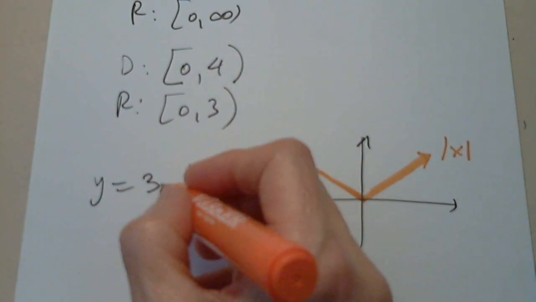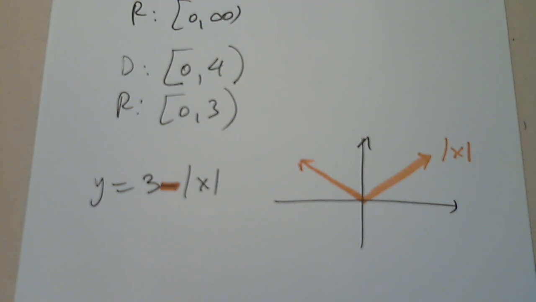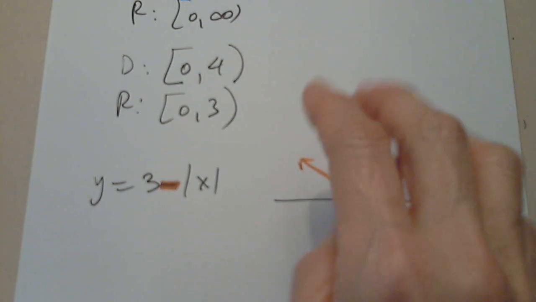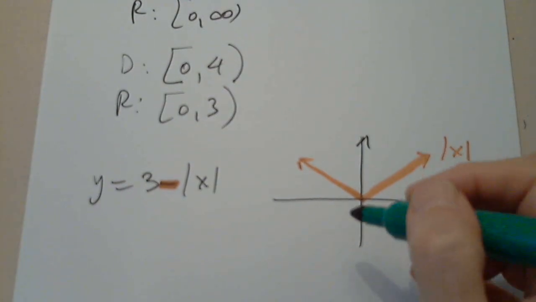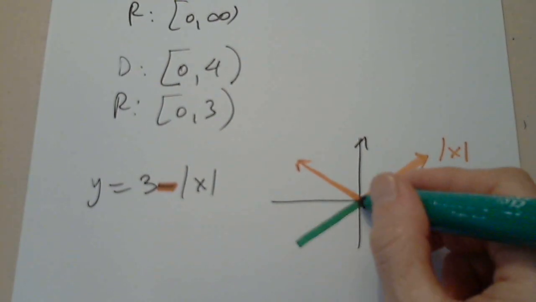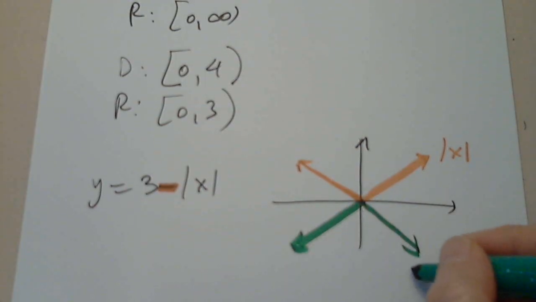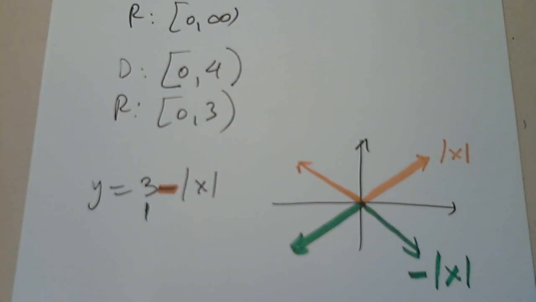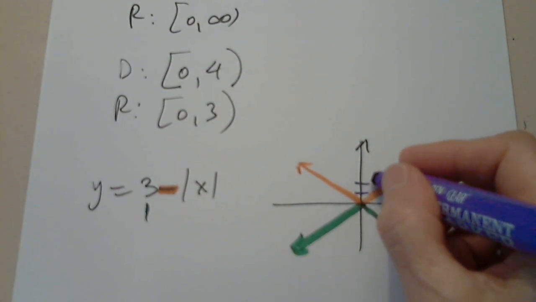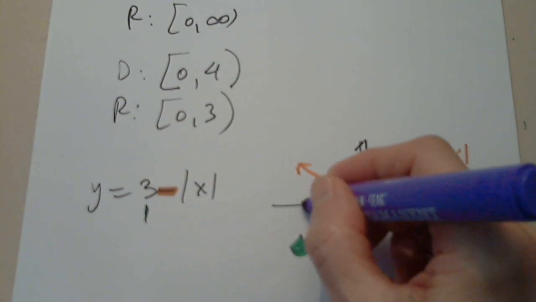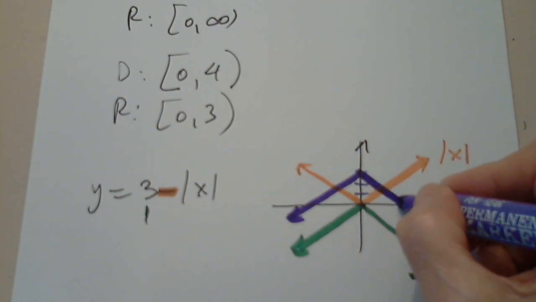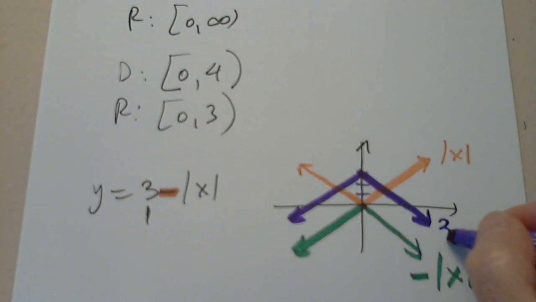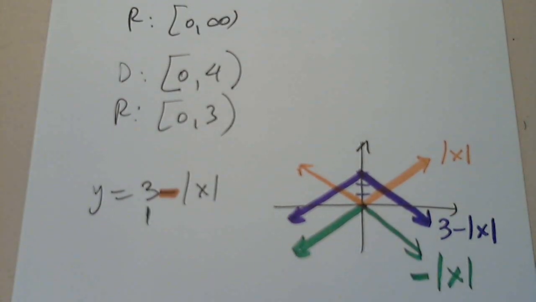But when we put minus in front, we have to reflect the graph. Because these are all positive now, but now with minus in front, they would be all negative. So this is negative the absolute value of x. And then we have to move it up 3. The green graph up 3. And this is 3 minus the absolute value of x.